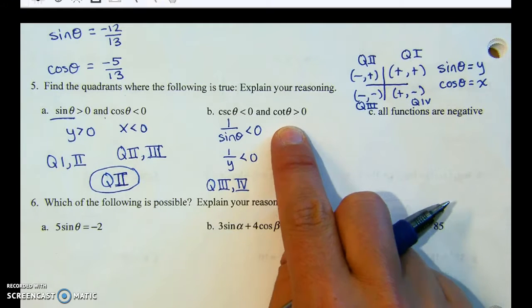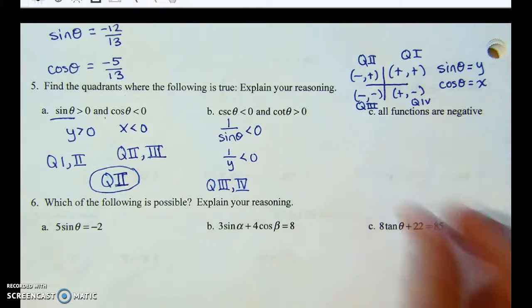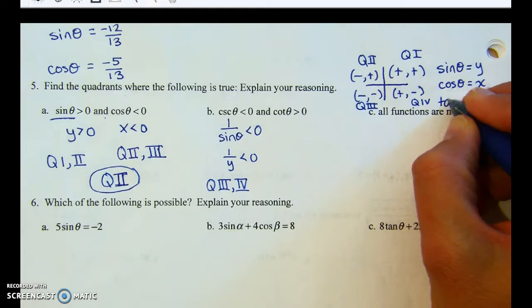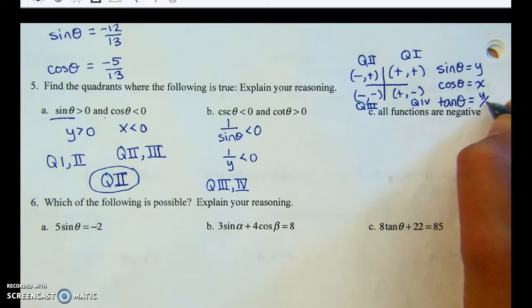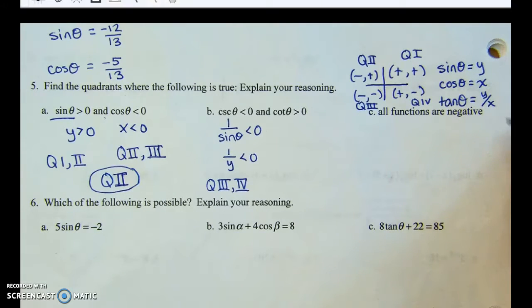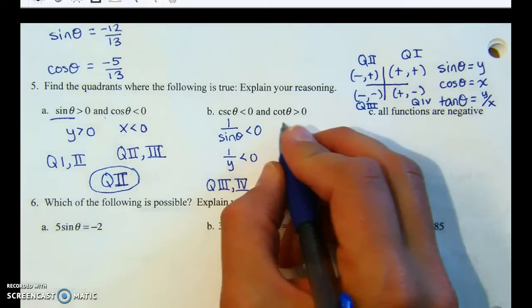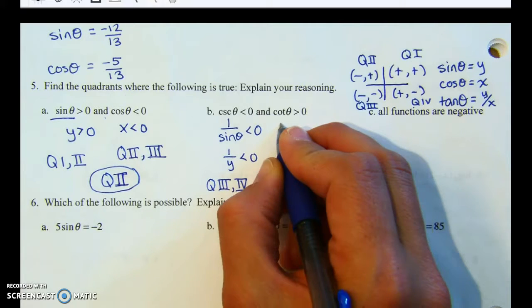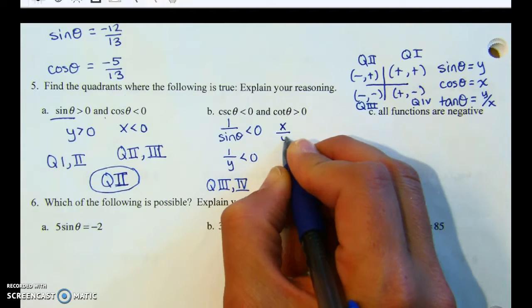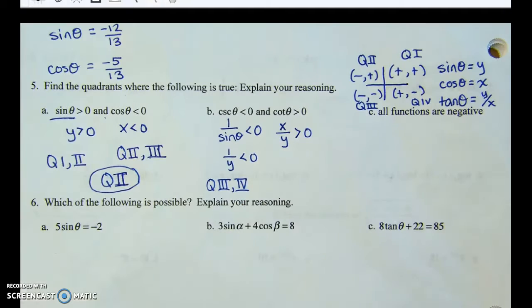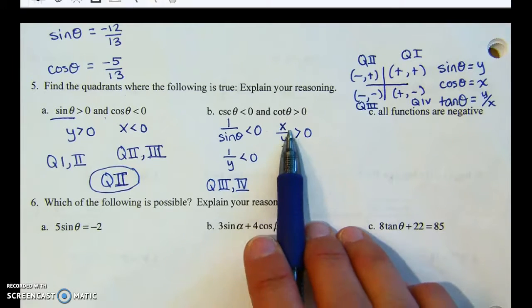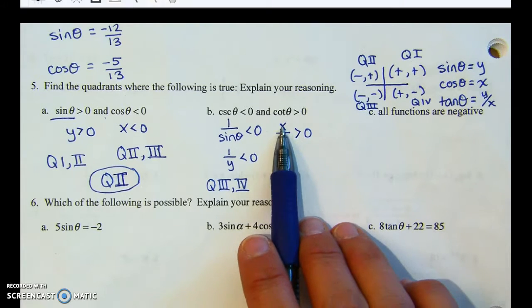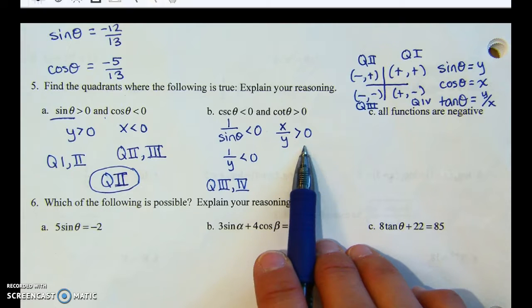Okay, cotangent. We haven't talked about this. So what's tangent equal to with x's and y's? So y over x, or sine over cosine, which is y over x. So cotangent is going to be the reciprocal of that, x over y. So we want x over y to be greater than 0. So we want x divided by y to be positive.